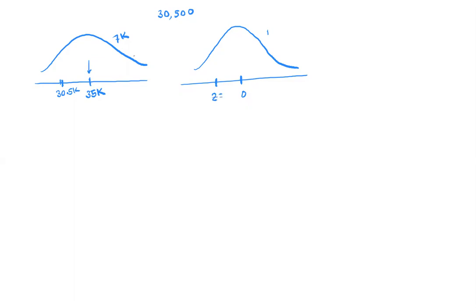Now to go from here to there, we are going to be using the z formula. Z is equal to x minus mu divided by sigma. So let's go ahead and find it. Z is equal to x, the point of interest, which is 30,500, minus mu, which is 35,000.